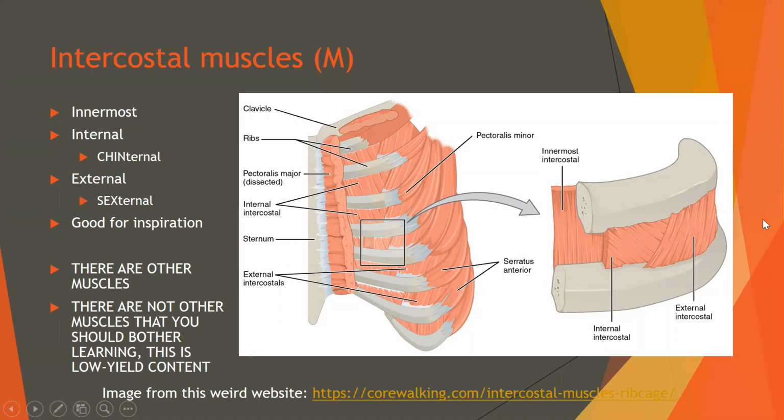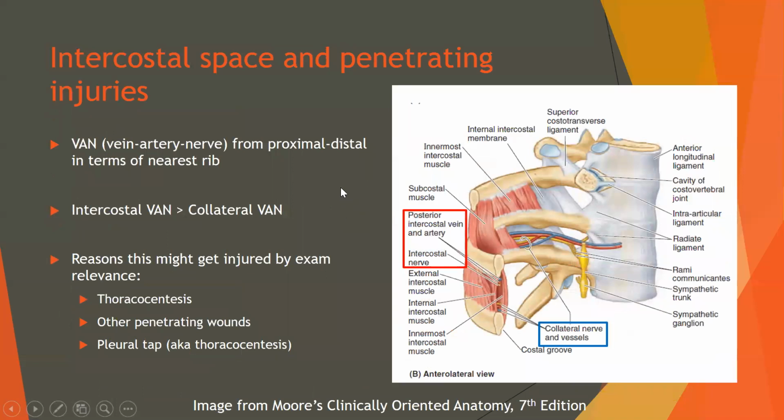There are other thoracic muscles. Upper limb will cover the clinically relevant ones. And if they don't, then that's their fault, not mine. Don't really bother learning them. They're pretty low yield.